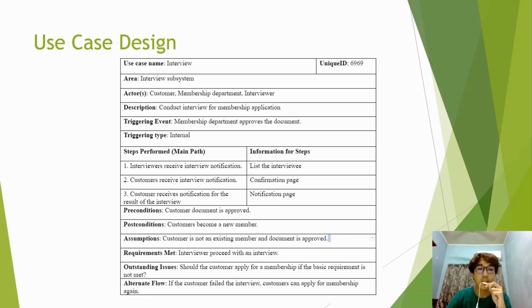The precondition is that the customer's document is approved. The postcondition is that the customer becomes a new member. The assumptions are that the customer is not an existing member and the document is approved. Requirements met: the interviewer will proceed with an interview. Alternate flow: if the customer fails the interview, the customer can apply for the membership again and go through the interview again.